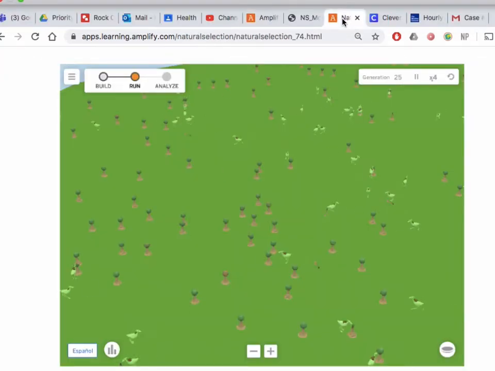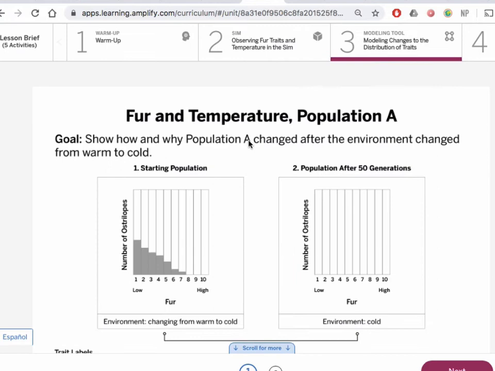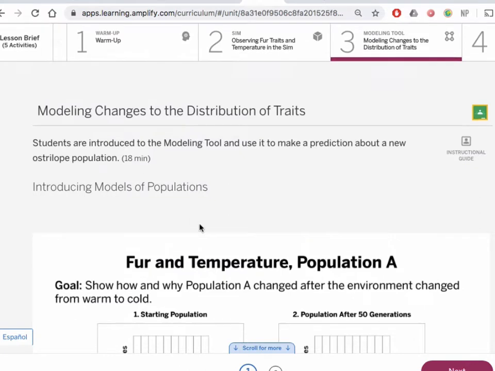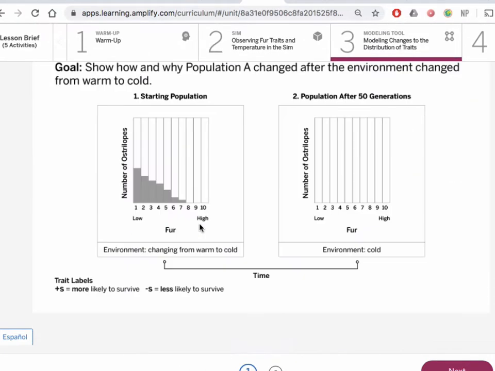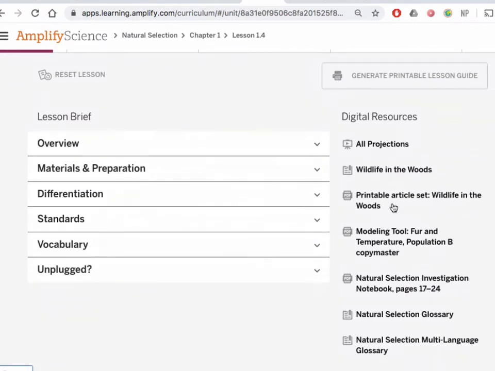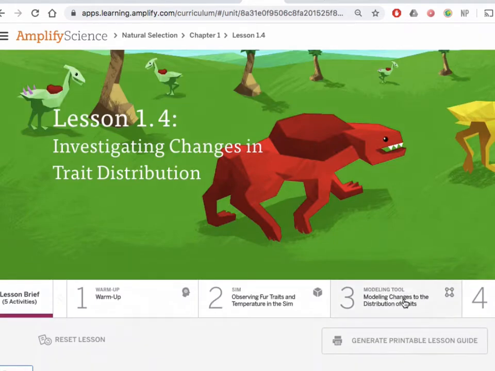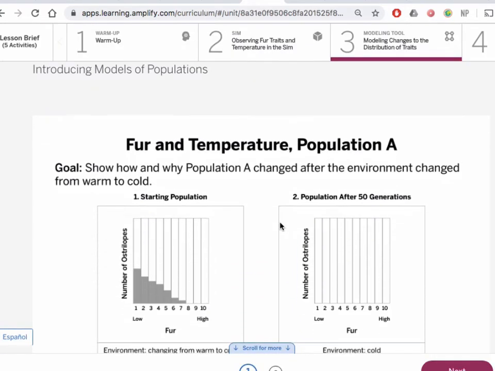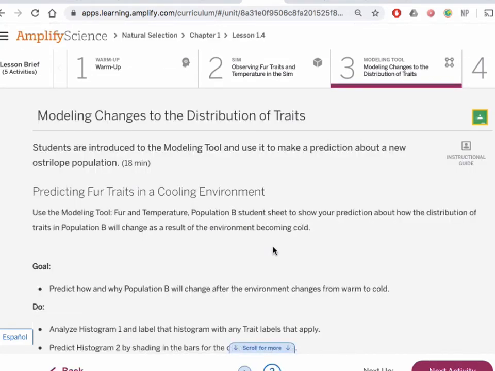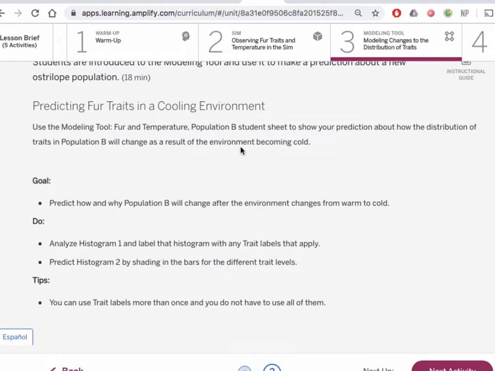Let's see how our simulation is doing. Still going. Okay. For part 3, students are introduced to a modeling tool. And you can actually find this in the lesson brief if you want to. Right here under modeling tool. But basically, it's asking you, using the modeling tool student sheet, to show your prediction about how the distribution of traits in population B will change.